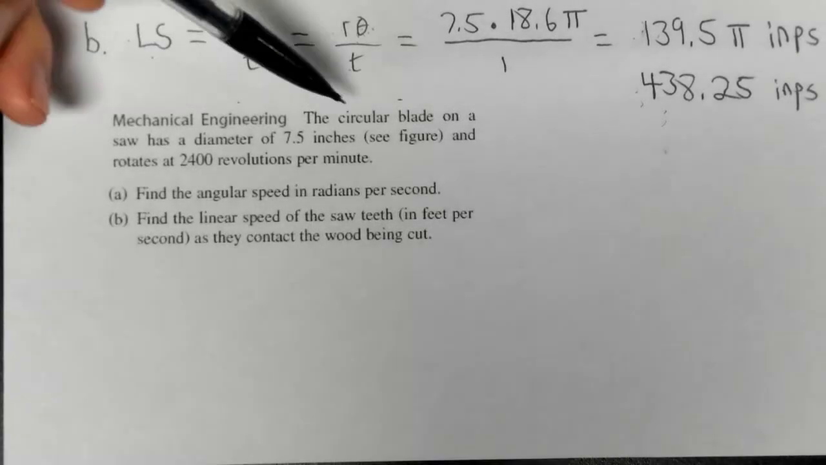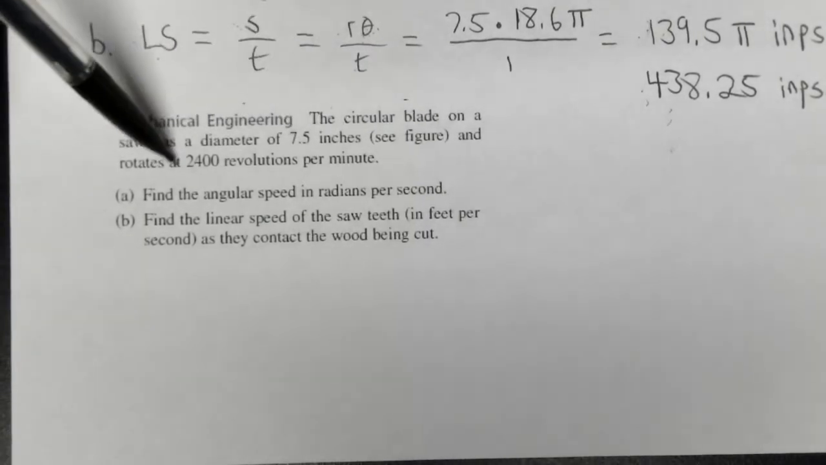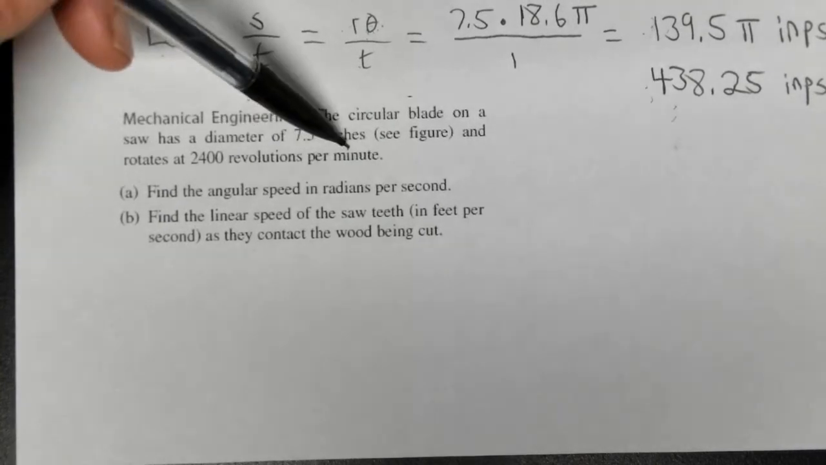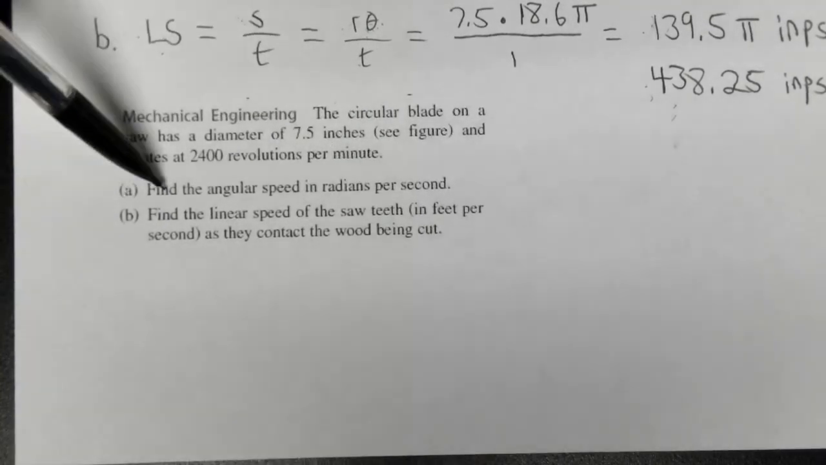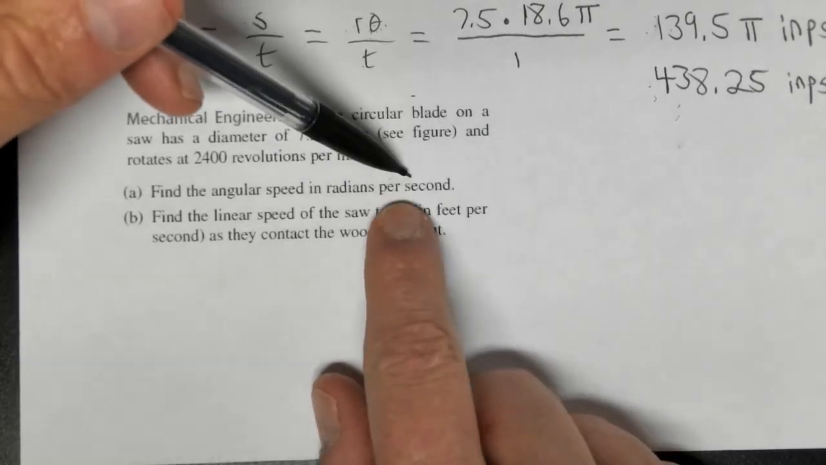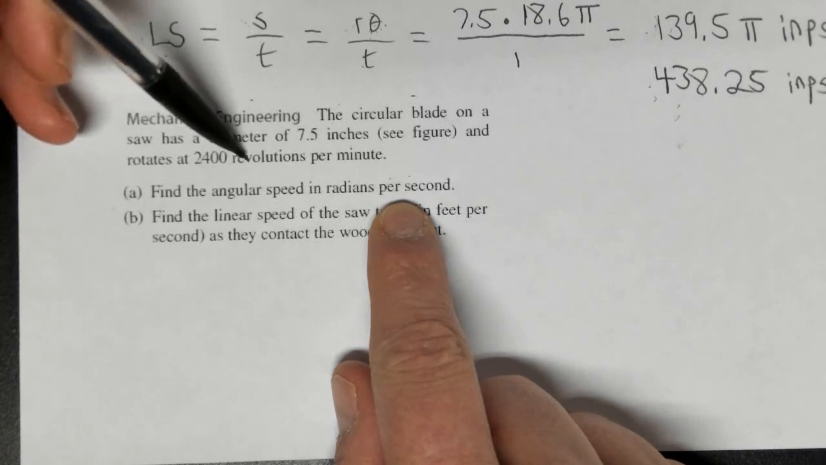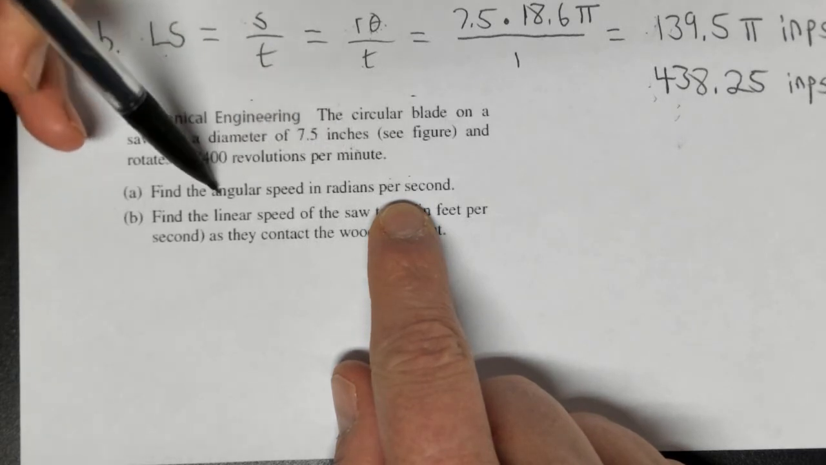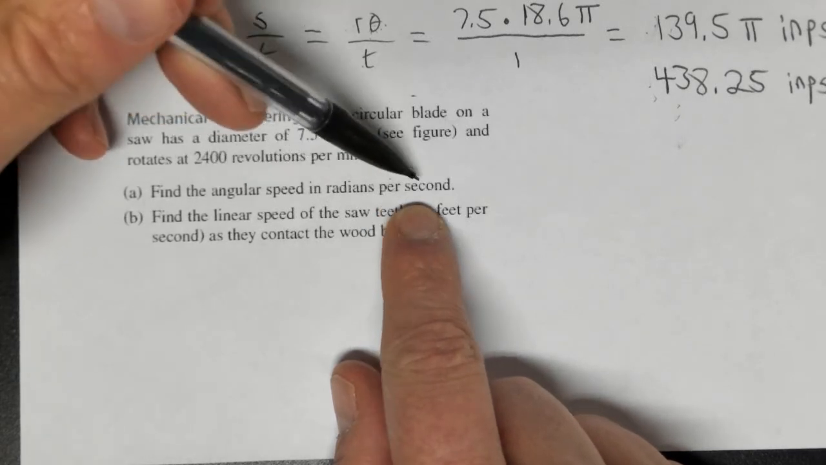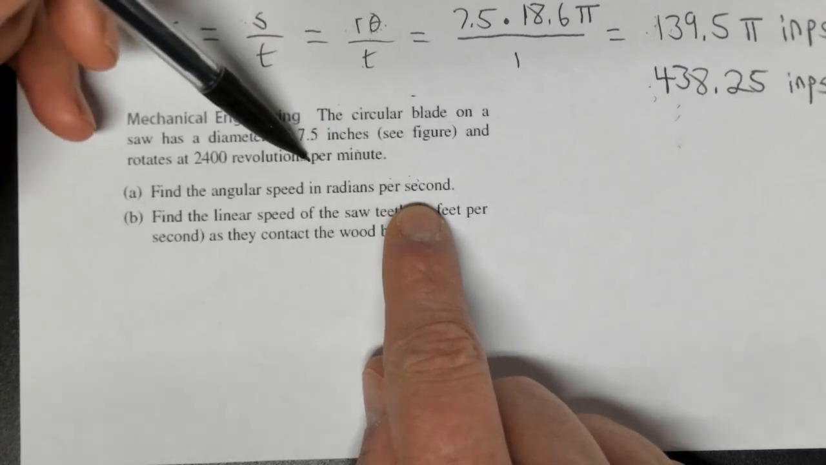It says the circular blade on a saw has a diameter of 7.5 inches and rotates at 2,400 revolutions per minute. Now, look at this. It says find the angular speed in radians per second. Here's the very first thing that you should notice. The problem's given to us in revolutions per minute. It's asking for speed in radians per second. So we've got a change of units here that we have to account for.